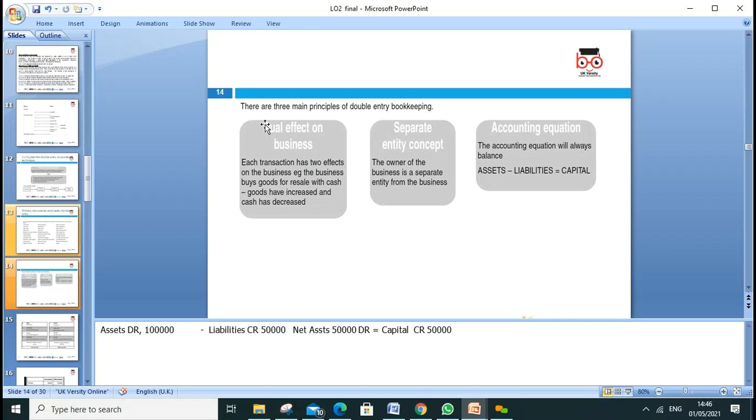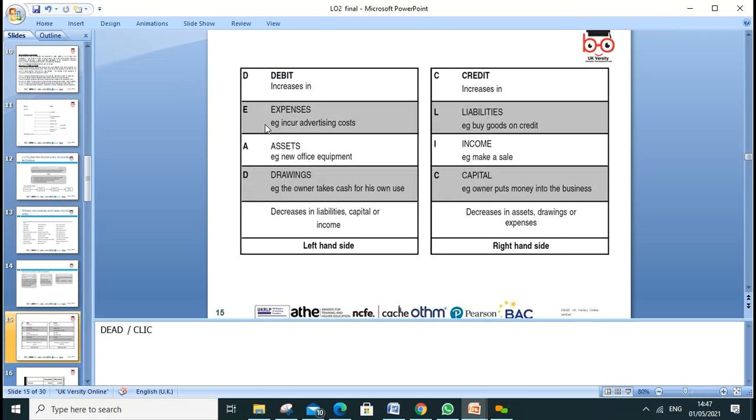And the dual effect. When we look at any transaction, it has the dual: it's debit and credit, in and out. So the separate entity concept and then the accounting equation, which we already mentioned. Okay, to remember it easily, we have the double entry debit-credit rule.